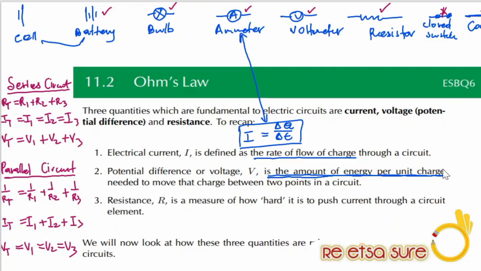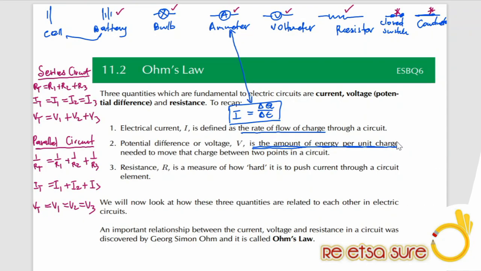And then we are also having the resistance. The resistance is the measure of how hard it is to push the current through a resistor element. Remember that for series, when we determine the total resistance, we use RT is equal to R1 plus R2 plus R3. But for parallel resistance, we are saying that 1 over RT is equal to 1 over R1 plus 1 over R2 plus 1 over R3. It will depend on how many resistors are given.